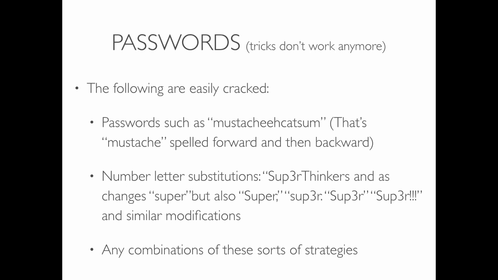So the tricks that you used to use to make your passwords more secure don't really work. If you use mustache and then spelled it backwards as your password, mustache forward, then backwards, that's a known trick. So they'll try a password forwards and a password backwards as they're trying to crack an account. Number substitutions, E's become threes, that sort of thing. Again, pretty obvious. They'll try with those kinds of changes.